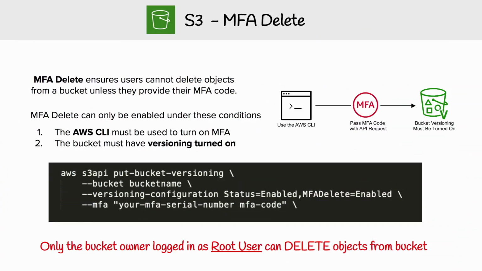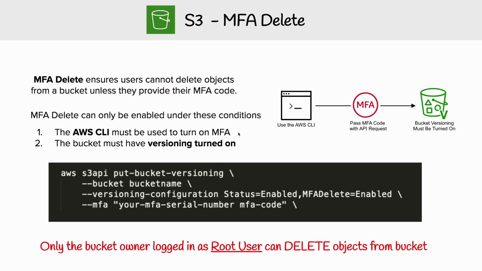So if you're really paranoid about people deleting your objects in S3, what you can do is enable MFA delete. And what that does is it makes you require an MFA code in order to delete said object, all right? Now, in order to enable MFA delete, you have to jump through a few hoops, and there's some limitations around how you can use it. So what you have to do is make sure versioning is turned on for your bucket, or you can't use MFA delete.